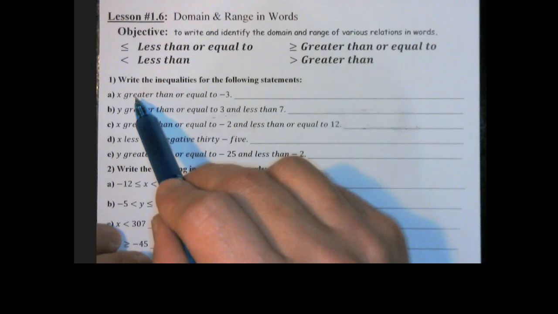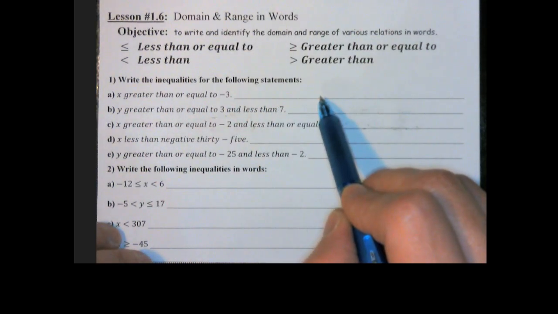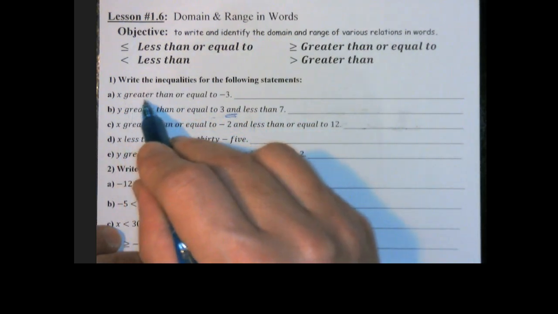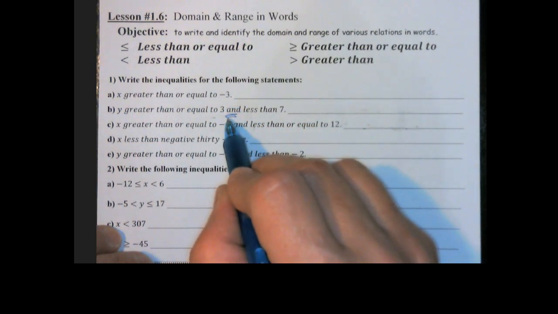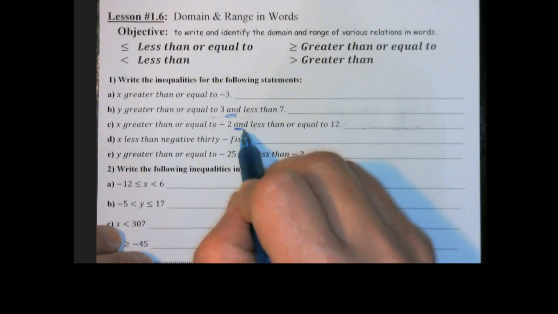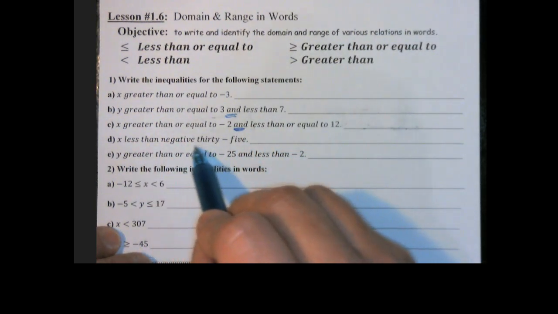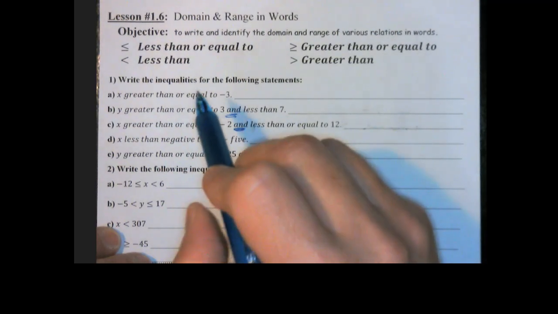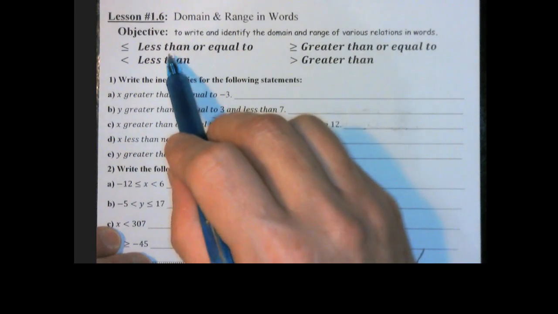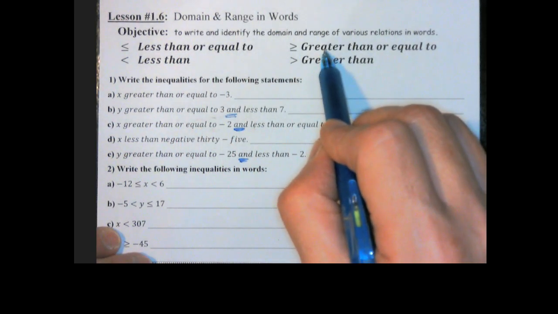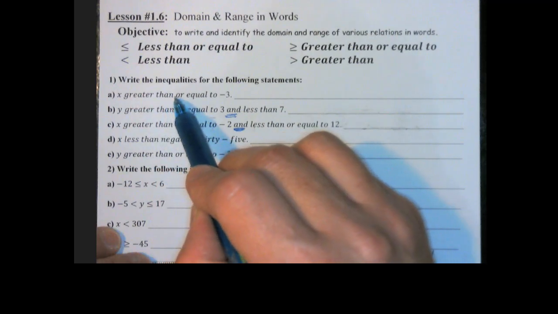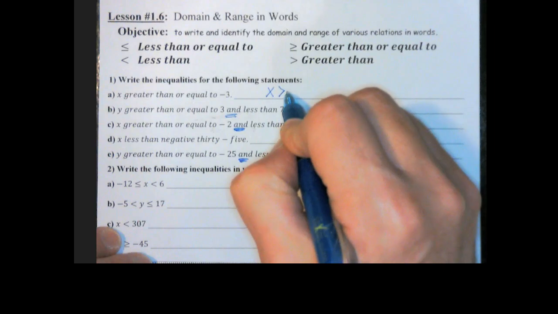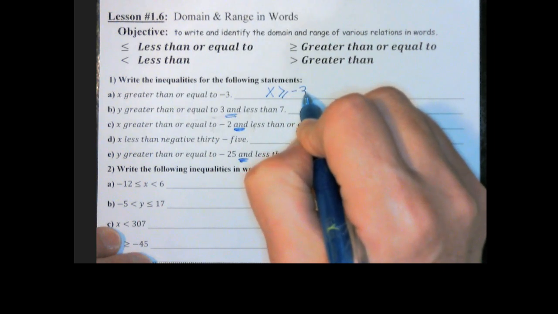So when we translate words into inequalities, we are always on the lookout for the word and. So for example, this one does not have the word and, but this one does. This one also has the word and, this one doesn't. And this one also has the word and. The ones that do not have the word and, you basically just use these symbols right here. So x greater than or equal to -3.